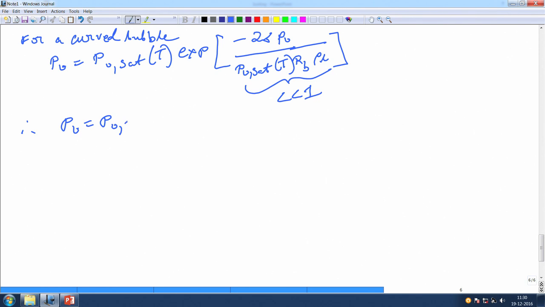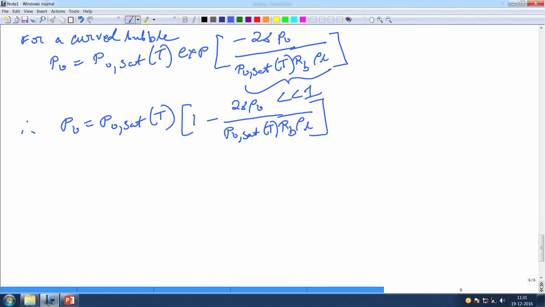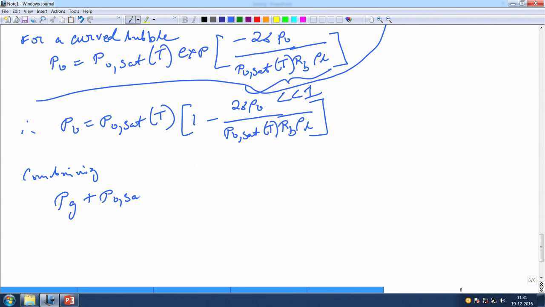Okay. Because it is less than 1, then this exponential now can be expanded in a series function. So, PV is equal to PV sat at temperature T, into 1 minus 2 sigma into rho v divided by PV sat RB into rho L. Got it? Okay. Now, if you combine, you can write Pg plus PV sat minus PL equal to 2 sigma by RB into 1 plus rho V by rho L.